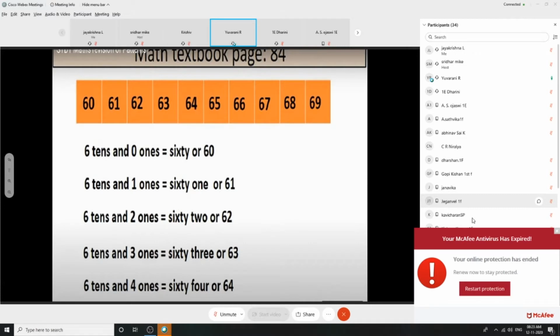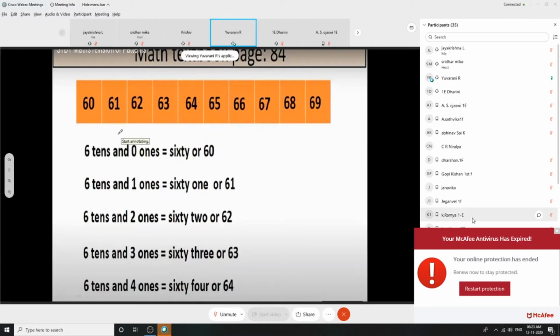Let's start our session. So you all know that in one bundle we have 10 sticks, right? In two bundles we will be having 20 sticks. In three bundles, 30 sticks. In four bundles, 40 sticks. In five bundles, 50 sticks. In six bundles, we will be having 60 sticks, right?